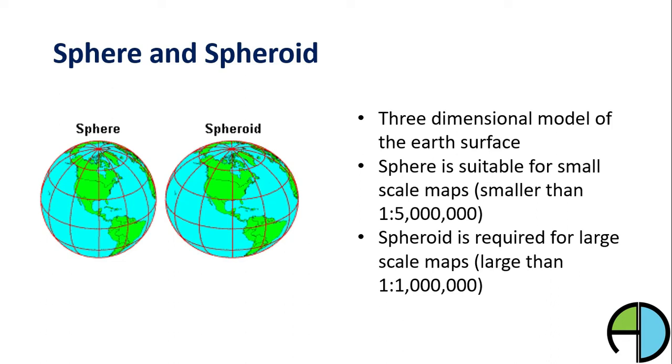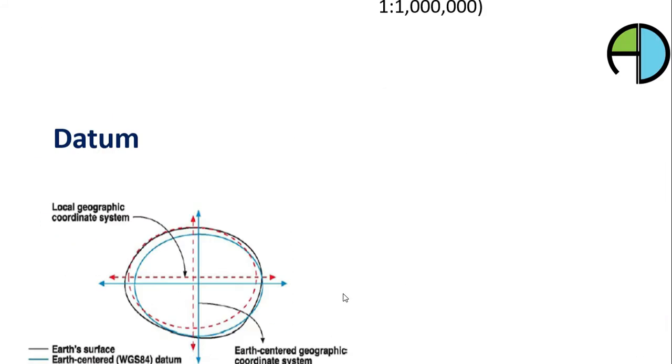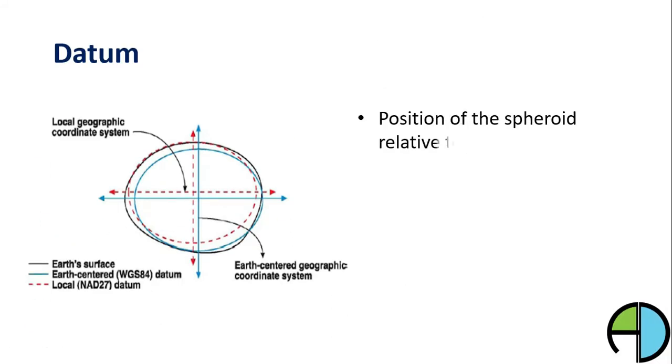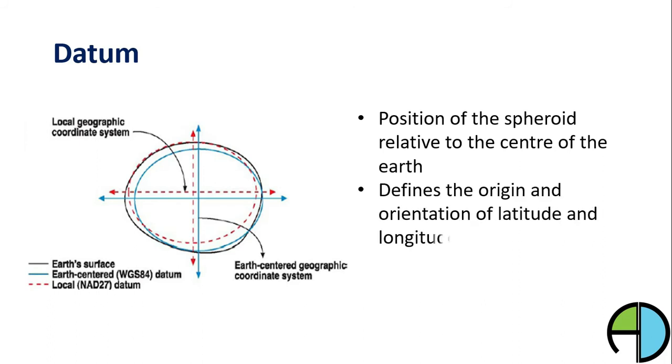But when we are working on a large scale where accuracy of measurements and coordinates are very important, we have to go for a spheroid which truly represents the Earth's surface. Another component of geographic coordinate system is datum. What is datum? Datum is a position of spheroid relative to the center of the Earth. It means how the center coordinate of the sphere is aligned with the Earth center.